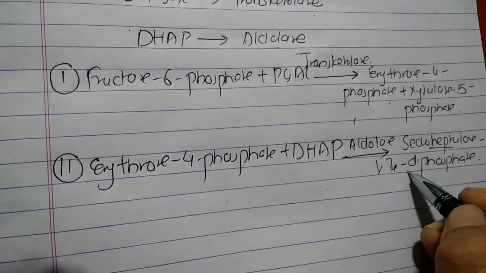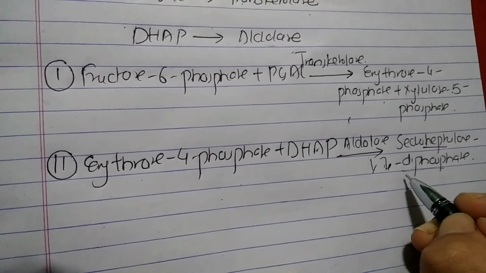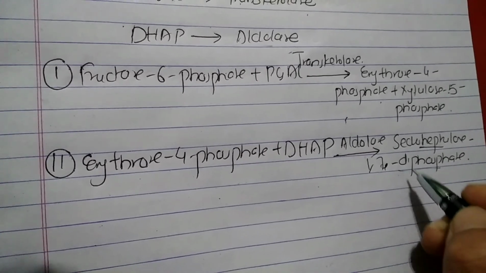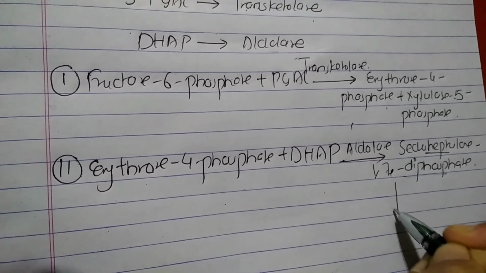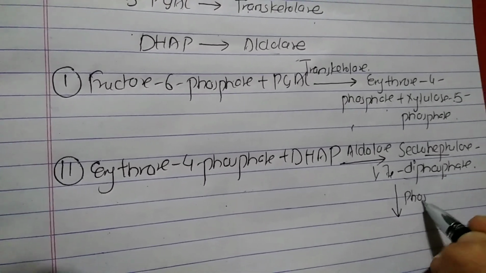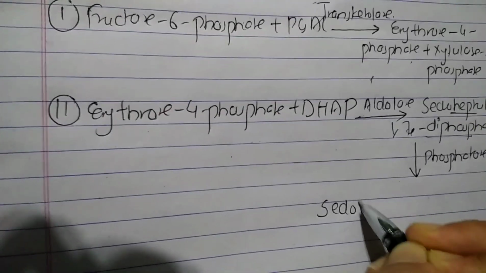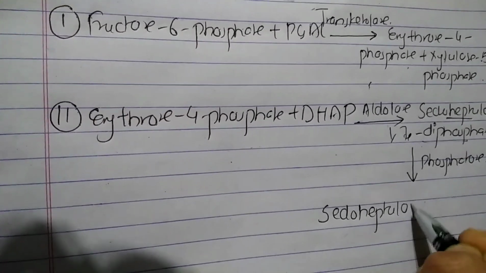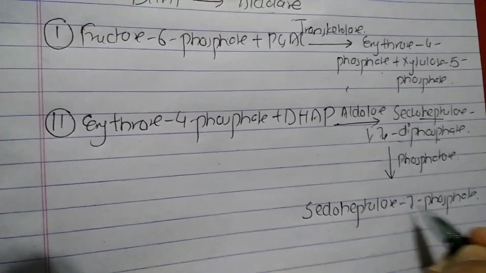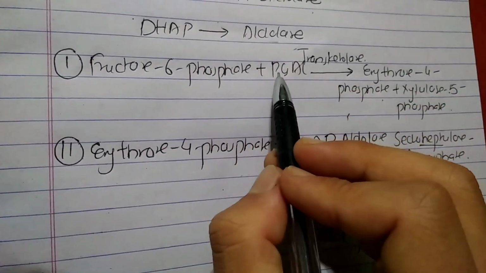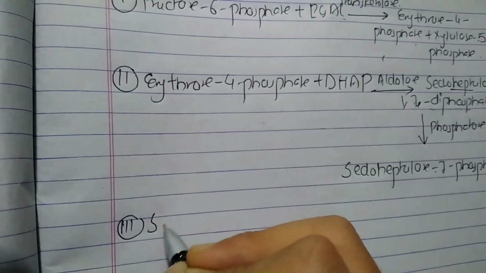So it is a diphosphate, but we don't need a diphosphate, we just need a phosphate molecule. So it undergoes a process to remove this phosphate. To remove this phosphate, the enzyme phosphatase acts over it. So it will convert it into sedoheptulose 7 phosphate. Now this sedoheptulose 7 phosphate again combines with phosphoric acid aldehyde in the third reaction.